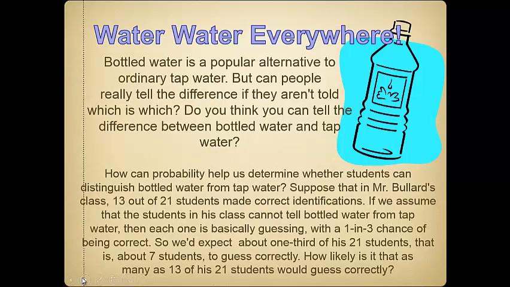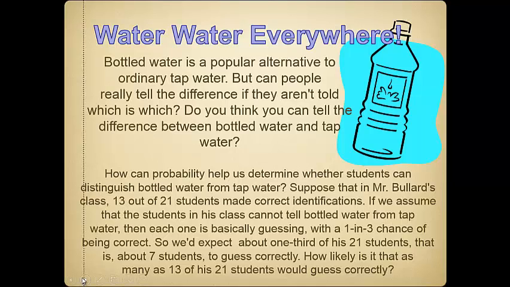Water everywhere. And we're going to take bottled water in 3 cups. Bottled water is a popular alternative to ordinary tap water, but can people really tell the difference if they aren't told which is which? Do you think you can tell the difference between bottled water and tap water? So I'm going to fill 3 cups with water for each student. 1 will have bottled water and 2 will have tap water. And we want to see if you can guess which one has the bottled water.